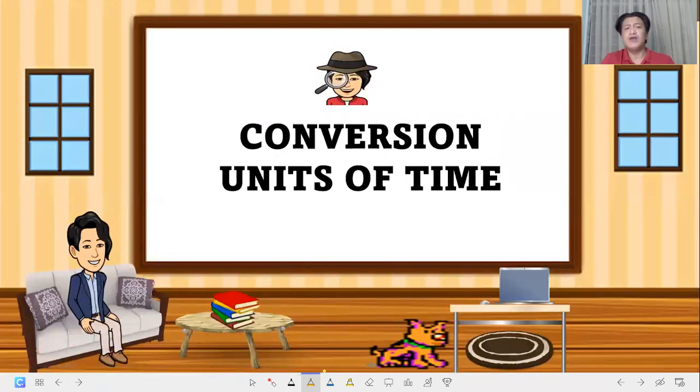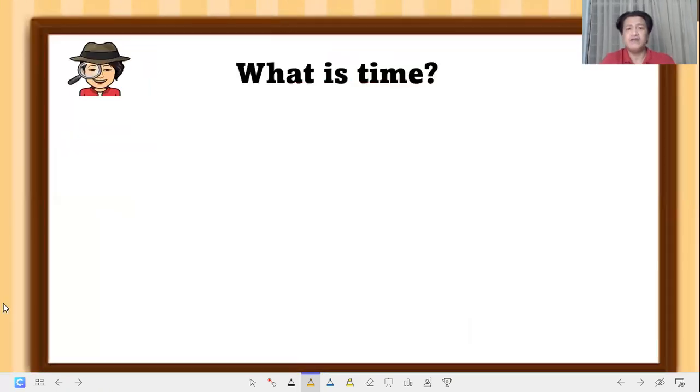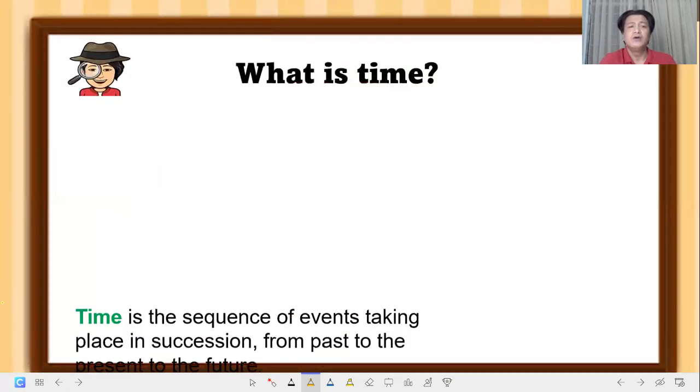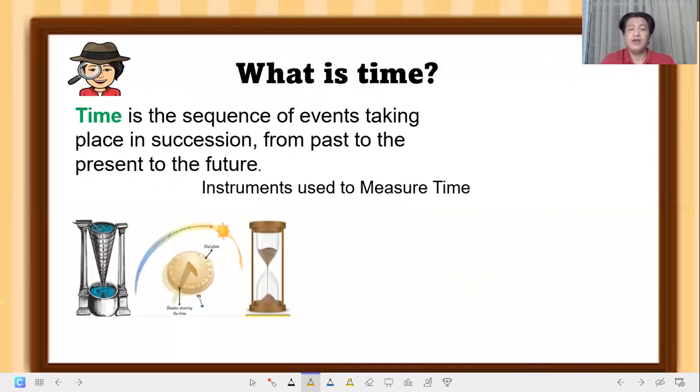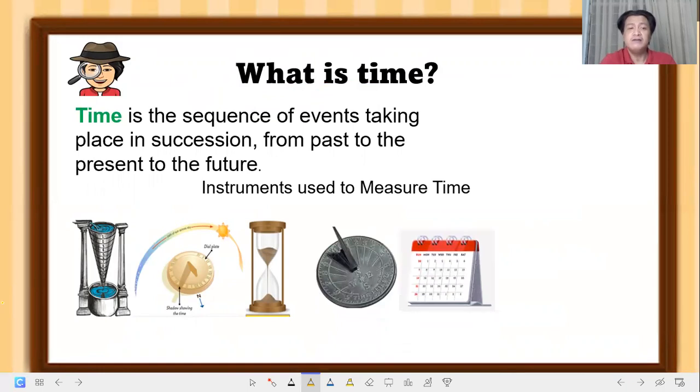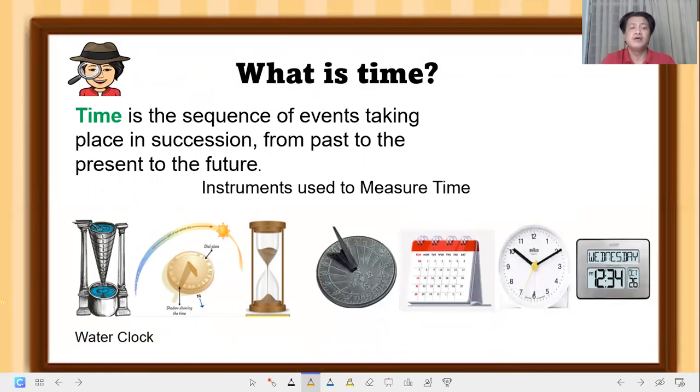Okay, so with that, we are going to convert units of time. Okay, define muna natin na what is time. When we say time, this is a sequence of events taking place in succession from past to the present to the future. Okay, and there are different instruments to measure time. Okay, we have this during the primitive times, mga iba't ibang yan, gamit. We have the water clock.